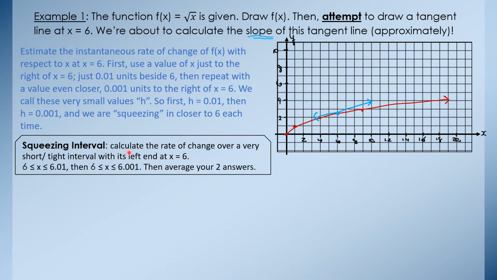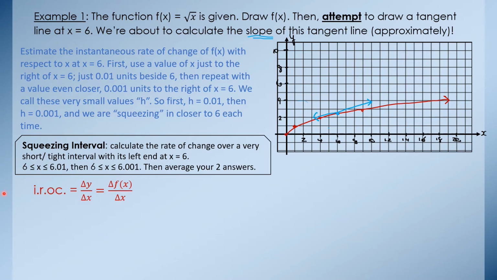So squeezing interval: calculate the rate of change over a very short or tight interval with the left end at x equals 6. So x equals 6 is right here on the left. We're going to go just a tiny fraction to the right of it, and we'll do it twice. We'll calculate the rate of change using this interval, and then using this interval, and then we'll average our two answers together.